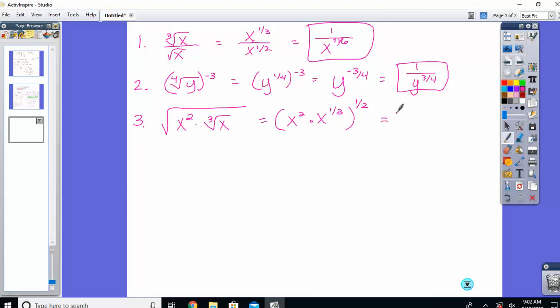If these are multiplying, you add your exponents, so 2 plus 1/3 would be x to the 7/3. Power to a power, you multiply those exponents, so 7/3 times 1/2 is x to the 7/6.